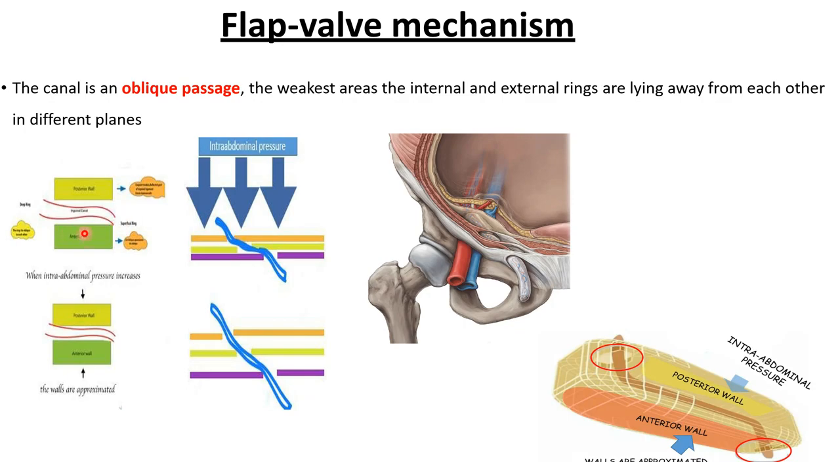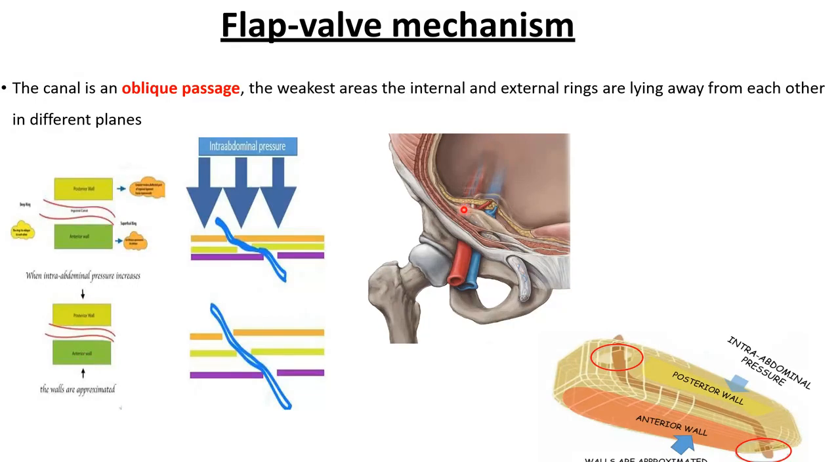We saw that it has an anterior wall and a posterior wall. So whenever the intra-abdominal pressure increases slightly, this pressure can make the posterior wall come close to the anterior wall, and as these two approximate, the canal is going to be closed. The canal is going to become almost closed after these walls approximate.